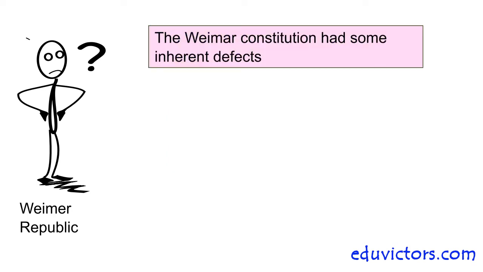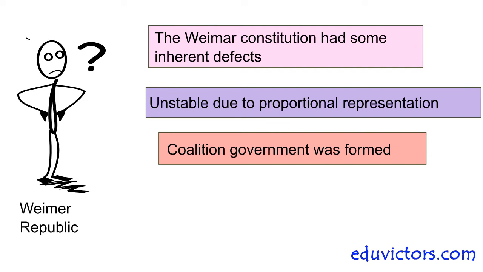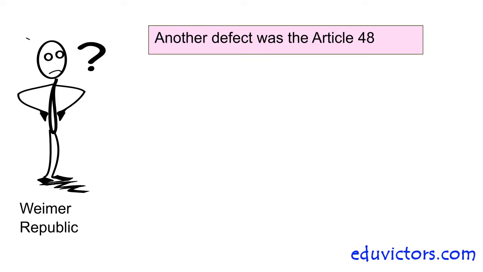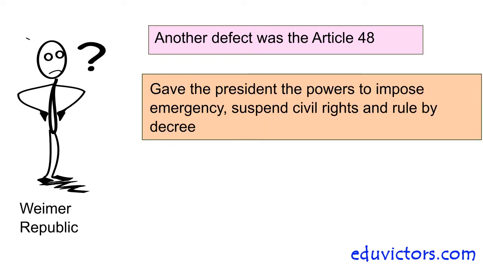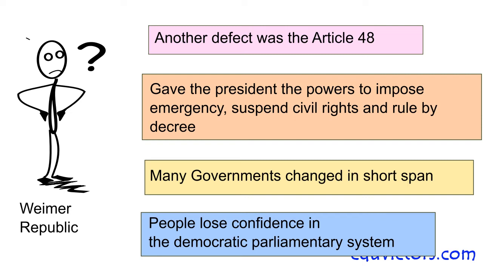The Weimar Constitution had some inherent defects which made it unstable. Due to proportional representation, one single party could not come to power. Rather, a coalition government was formed. Another defect was Article 48. It gave the president the powers to impose emergency, suspend civil rights, and rule by decree. Within a short span of time, many governments changed, and this made people lose confidence in the democratic parliamentary system, and it seemed to offer no real solutions.